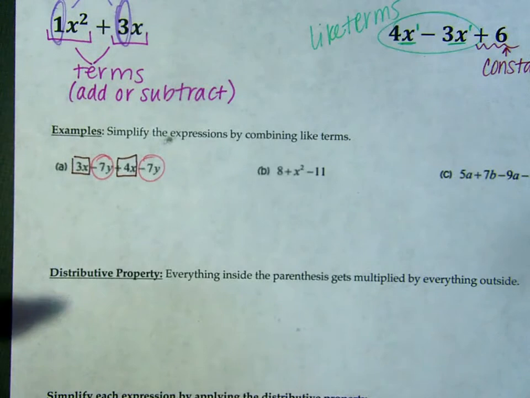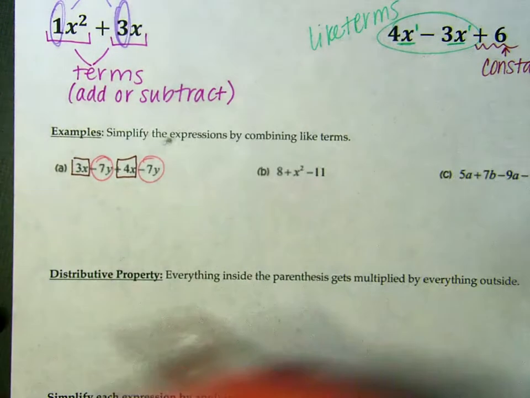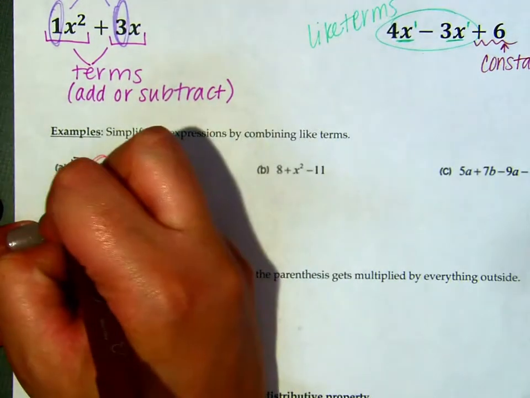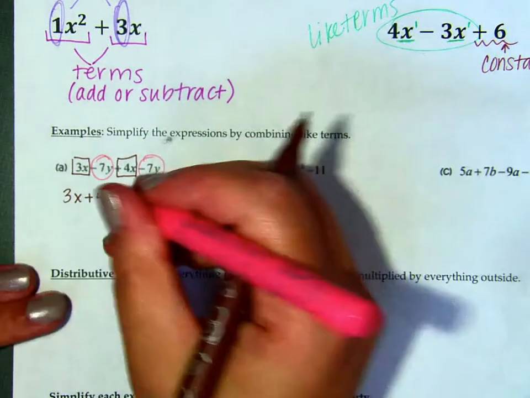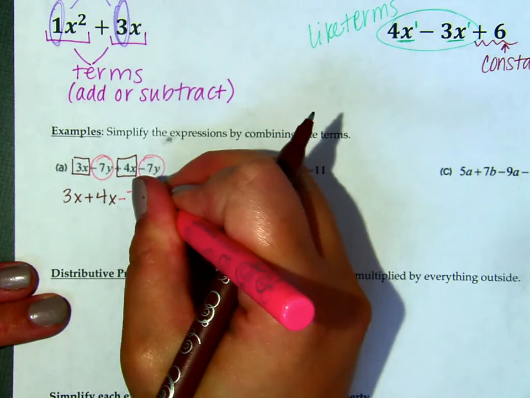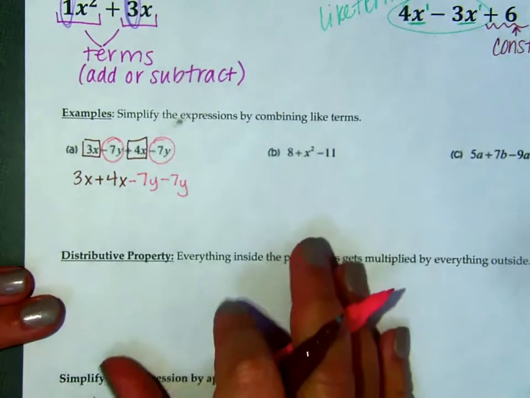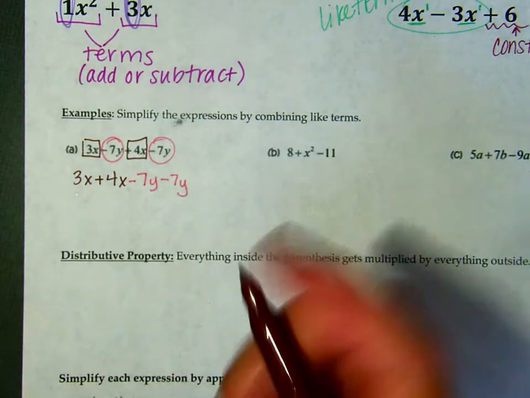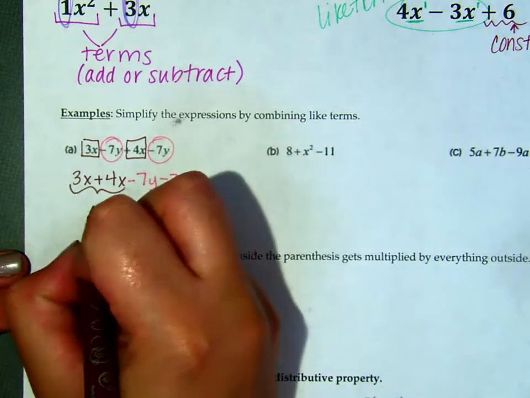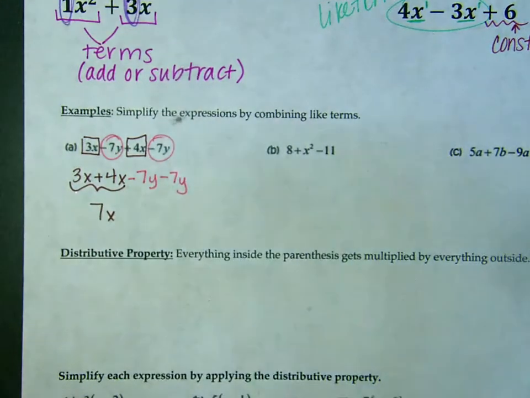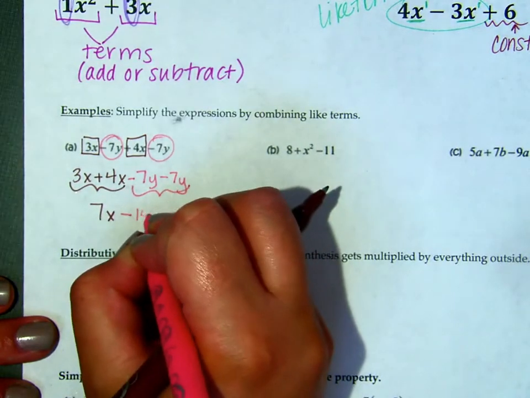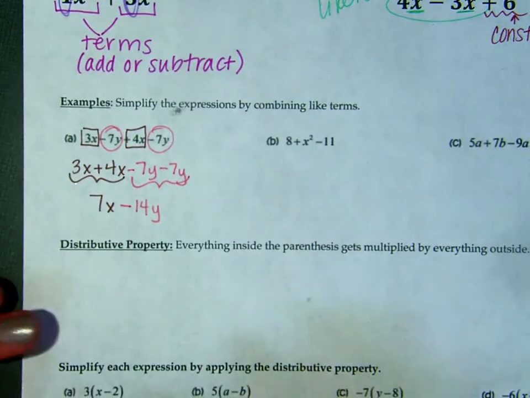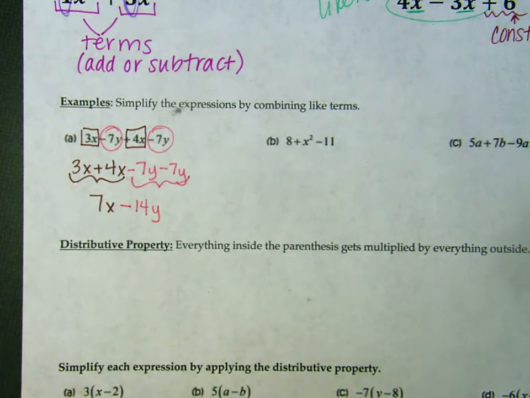If I rewrite this so all the like terms are together, we're going to have 3x plus 4x minus 7y minus 7y. Now we can add or subtract these things. 3x plus 4x is 7x, and negative 7y minus 7y is negative 14y. I can't add or subtract them any farther than that, so that's going to be my final answer.